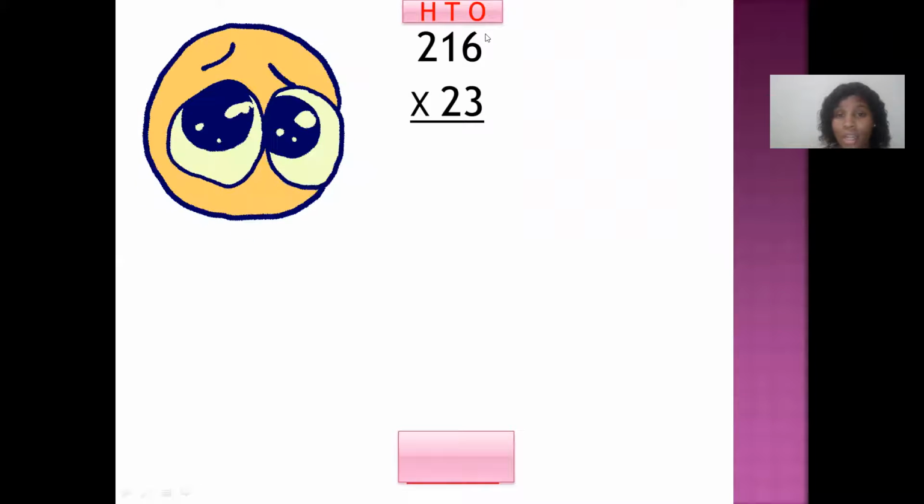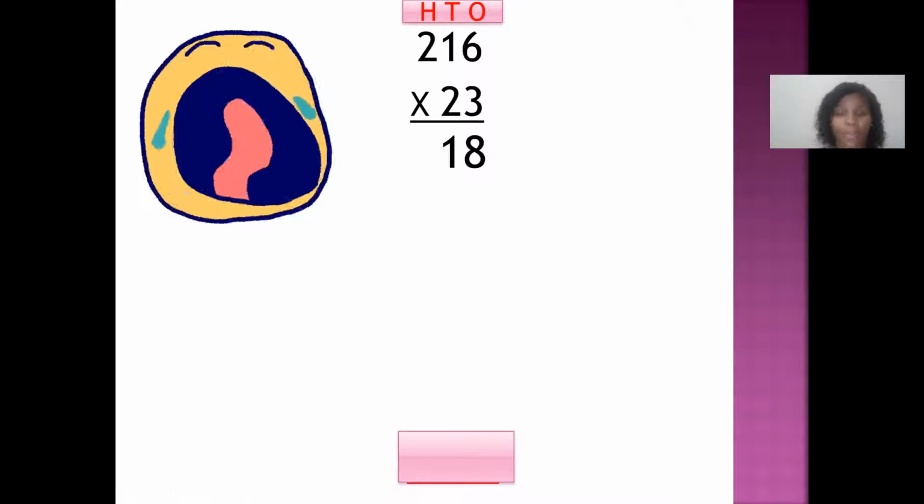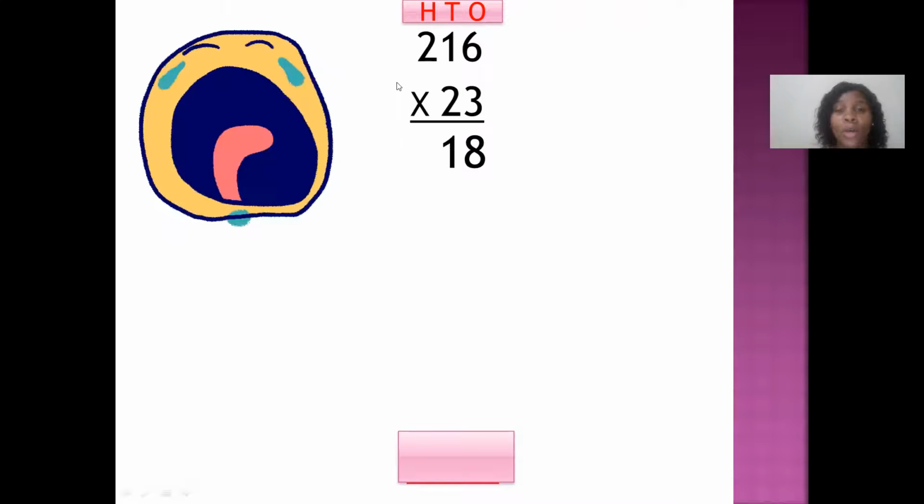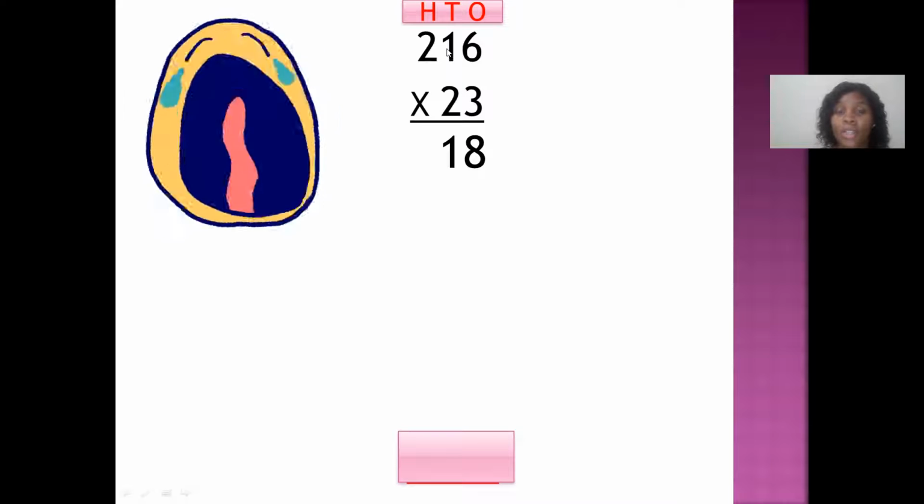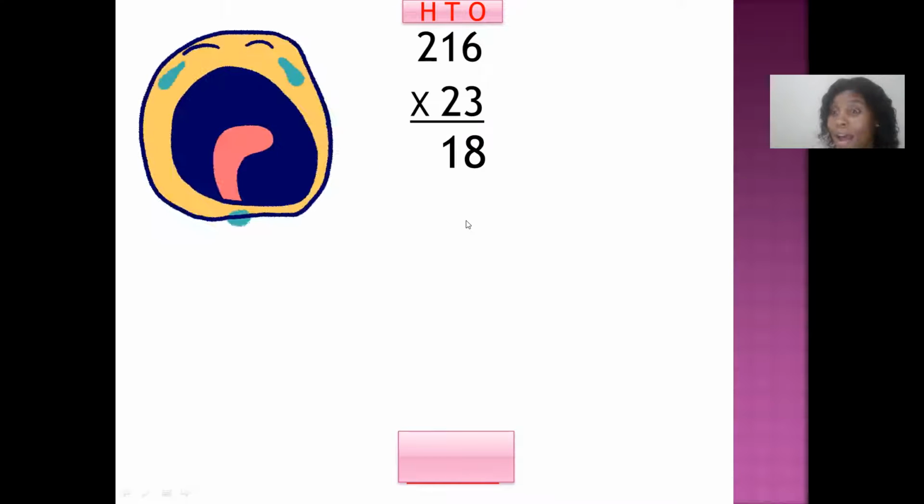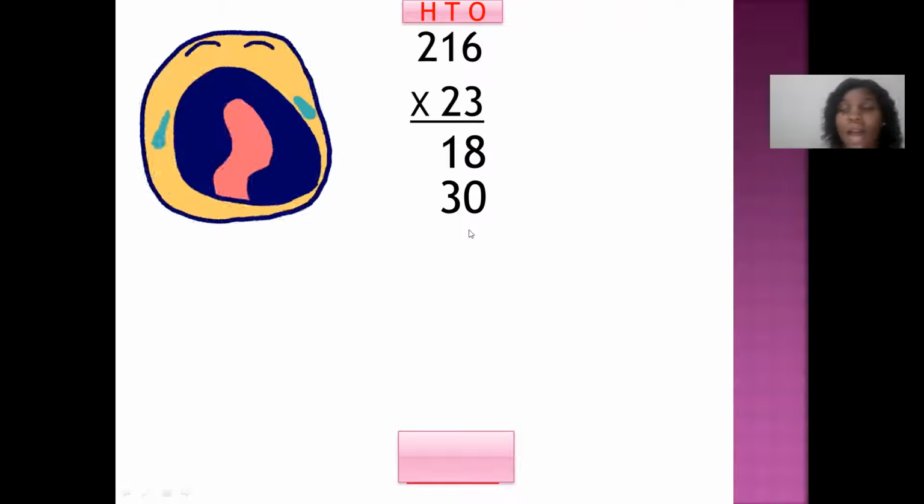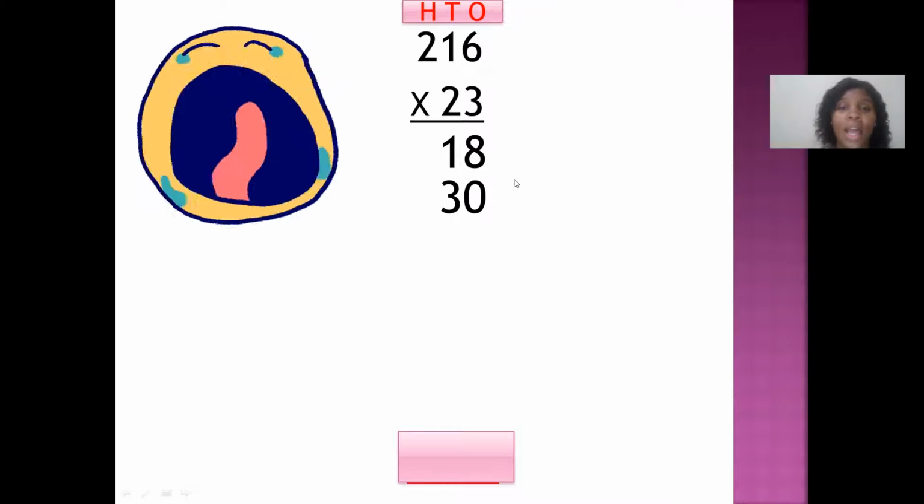And our 3 times the 6 gives us 18. And then we're going to do our 3 times 1. And our 3 times the 1 gives us what? What is the number? 3. But what do we have to do, boys and girls? Add a 0. Good, boys and girls. So that will give us 30.